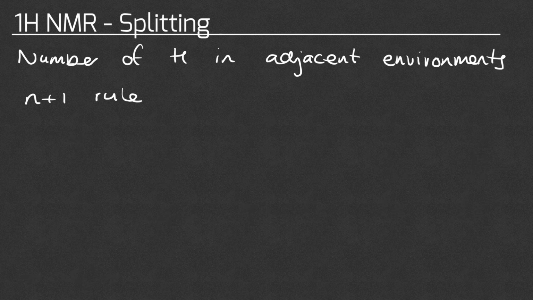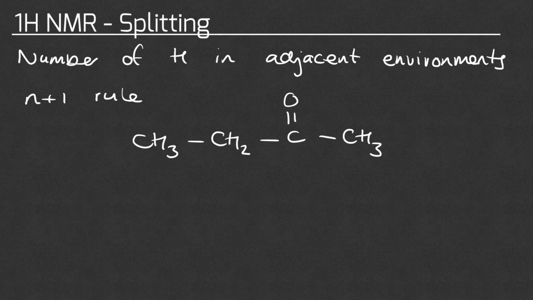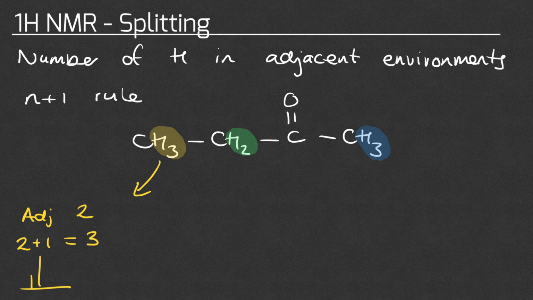So we'll now look at some worked examples for these. We'll start off by looking at butanone. And this has got 3 hydrogen environments. Starting with the yellow environment, it's adjacent to 2 carbons. 2 plus 1 equals 3, following the N+1 rule. So the peak for the yellow environment would be split into 3. It would be a triplet.